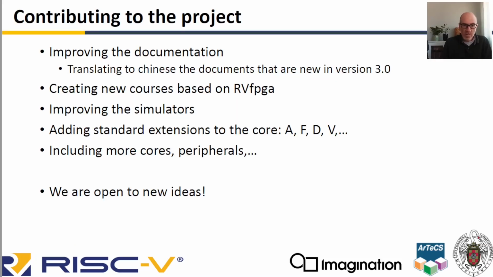There are many ways of contributing to the project. For example, improving the documentation. An example would be a Chinese version of the documents, which are only in version 2. Creating new courses based on RVfpga. Improving the simulators. Adding standard extensions to the VeeR core. Including more cores, peripherals, etc. And of course, we are open to new ideas.